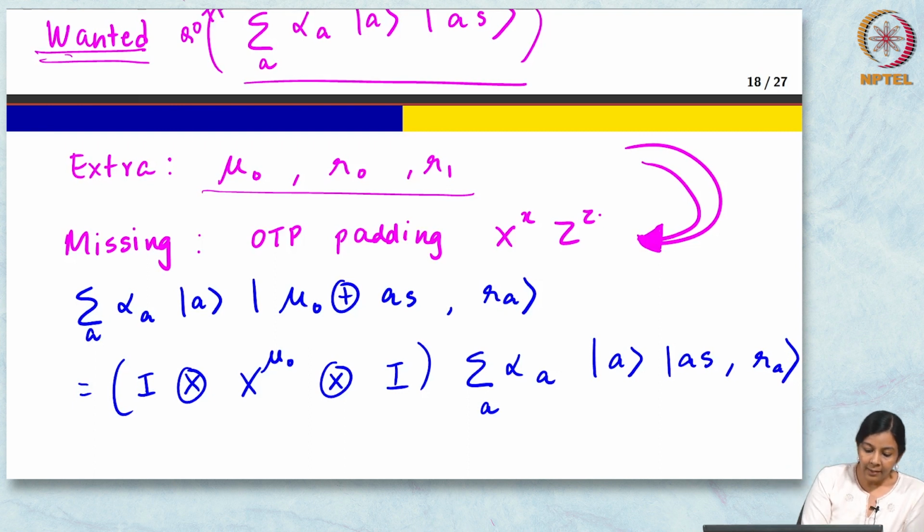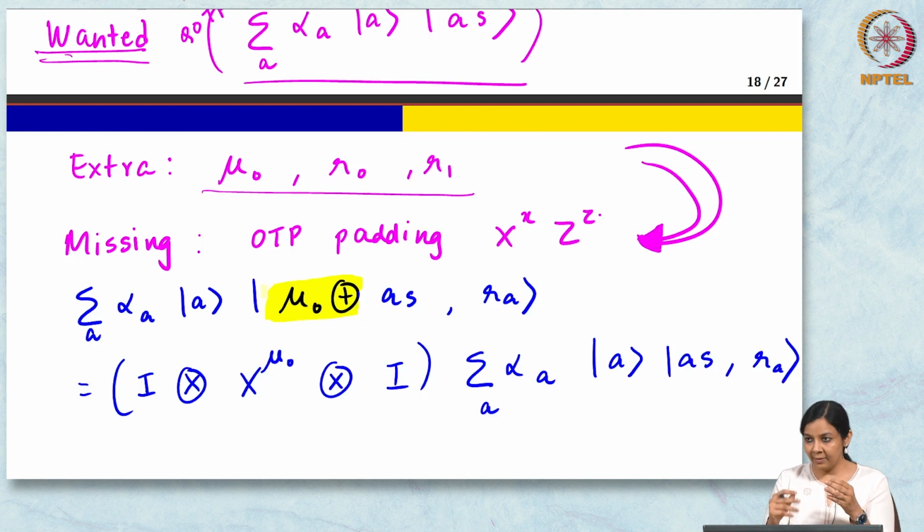And what we are trying to highlight here is this mu 0 XOR AS, right. Mu 0 XOR AS means what? It's a bit flip. If mu 0 is 1, then it flips this AS, right. And isn't that exactly what the X gate does? The X gate is a bit flipping gate, right. So, intuitively what is happening is that this mu 0 is acting like a classical one time pad to hide the S which I need to hide, okay.